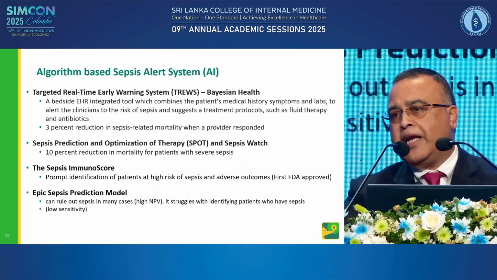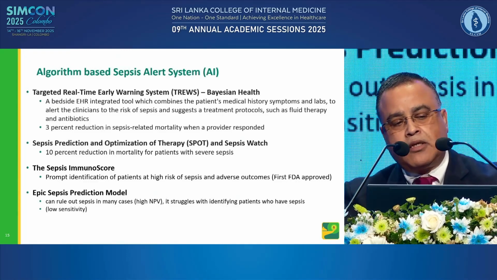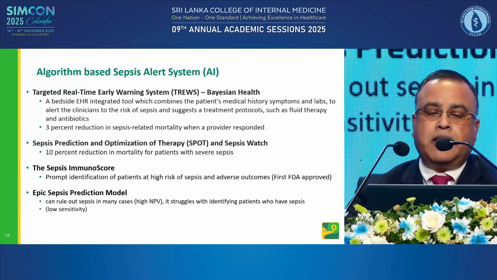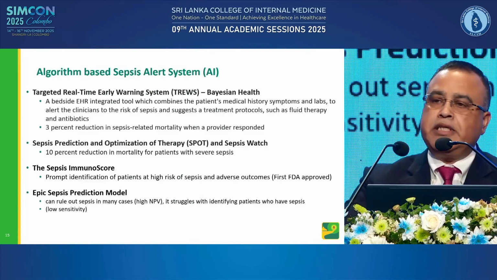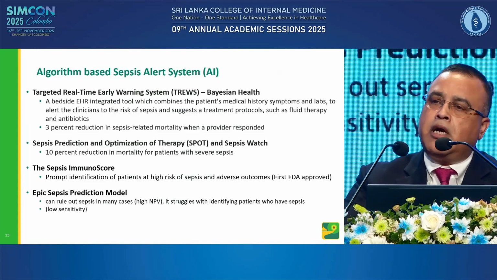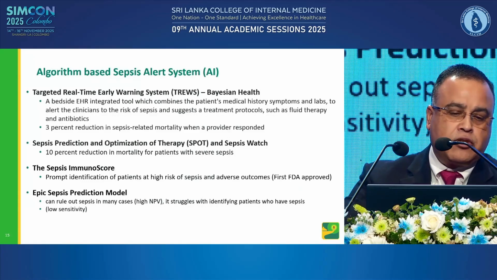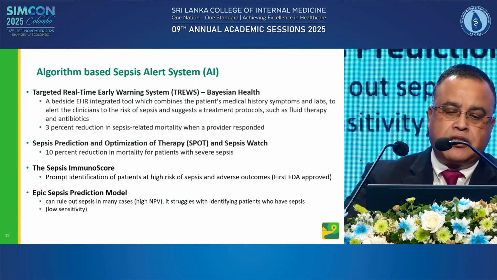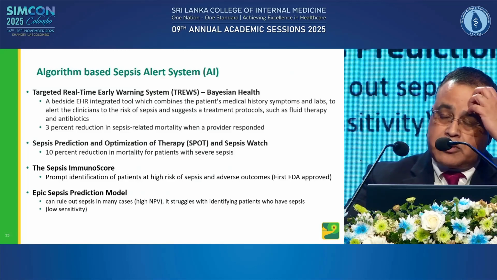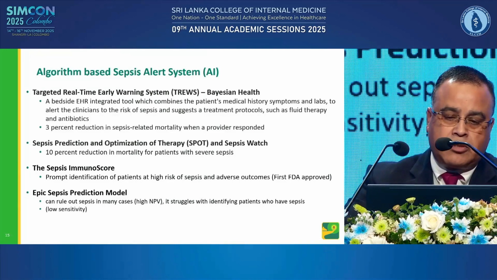I'm going to just highlight 1 or 2. The first one is from Johns Hopkins, Bayesian Health. This is the targeted real-time early warning system called TREWS. These are based on the EHR data. It just predicts the risk, the risk stratification for patients with early sepsis. And based on the available data, there was a 3% reduction in sepsis-related mortality.